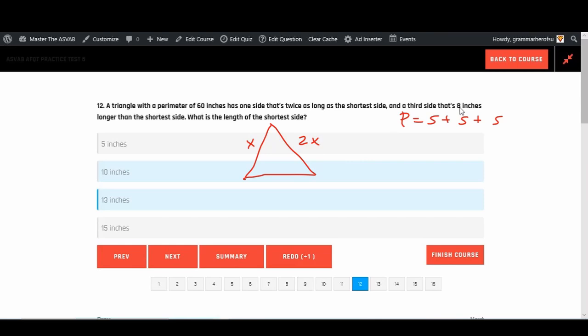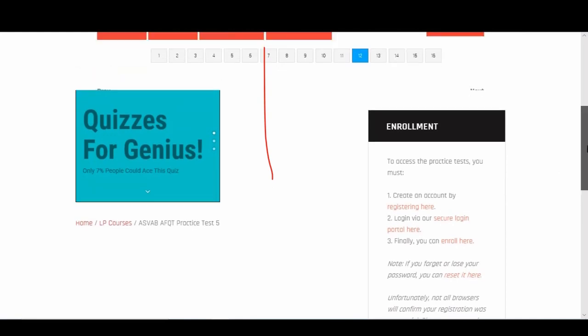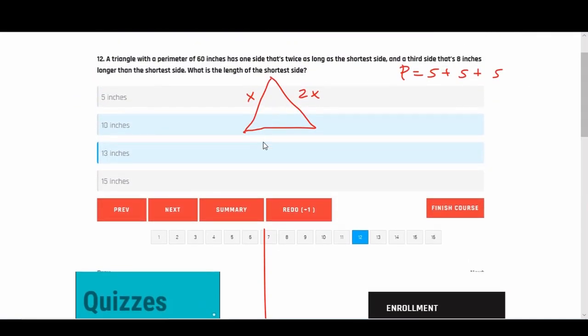And the third side, that's 8 inches longer than the shortest side. So if the shortest side's x, this side's going to be x plus 8. Okay? So again, the perimeter is adding up all the sides. We're told the perimeter is 60 inches, so I can plug that in for P. And again, we're just adding up all these sides, side plus side plus side. That's x plus 2x plus x plus 8. Let's combine our like terms. X plus 2x is 3x plus x is 4x plus 8.